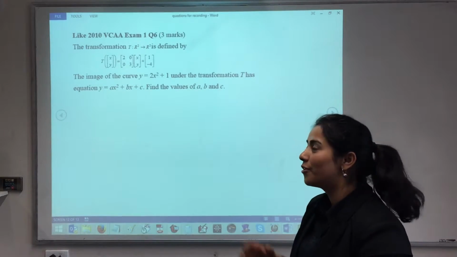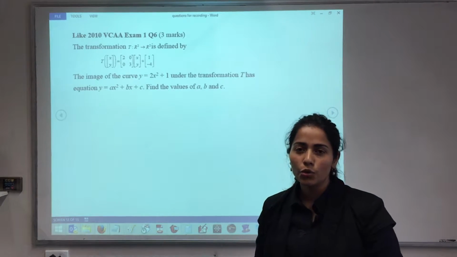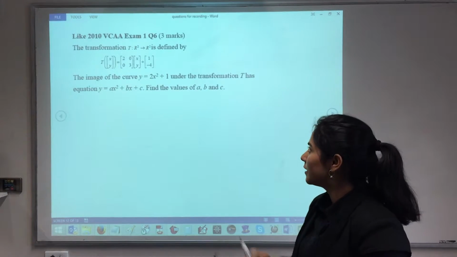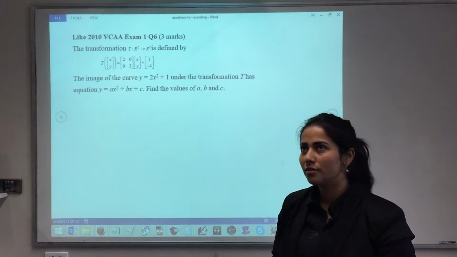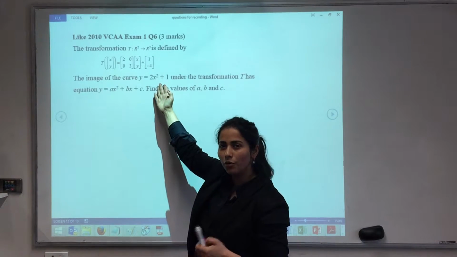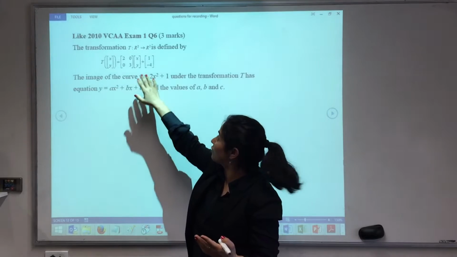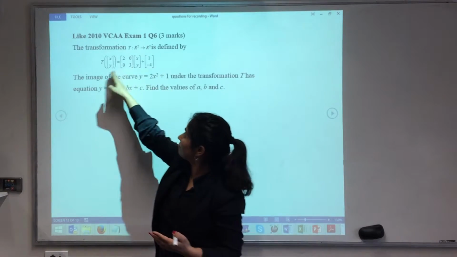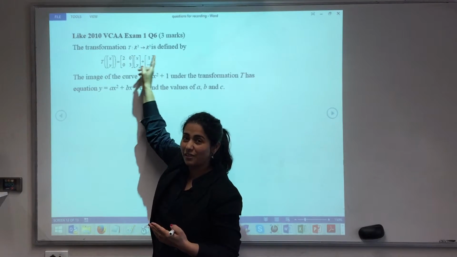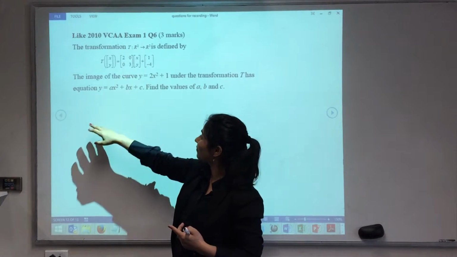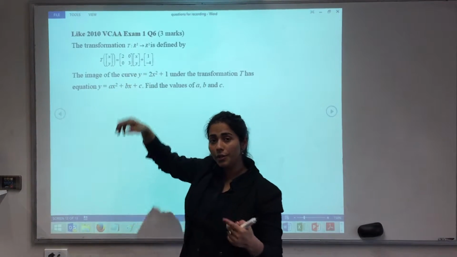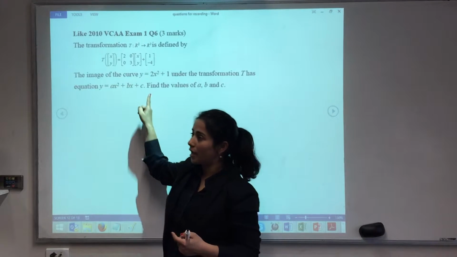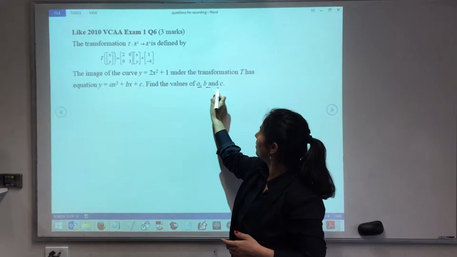So here we got a question which is very similar to the 2010 VCAA question. It's a transformation question where you have got an original graph that's been transformed under these conditions. These are dilation factors and the translation factor. And you need to get a new function which looks like this, and therefore you need to find out the values of A, B and C.